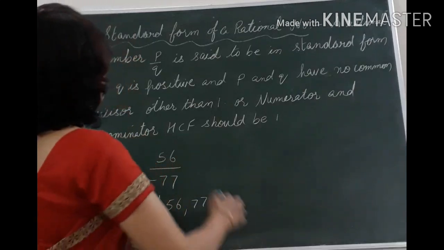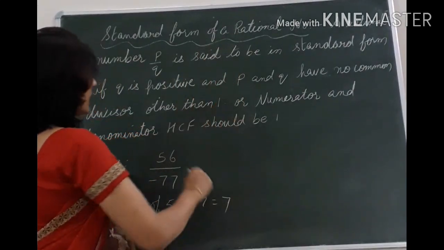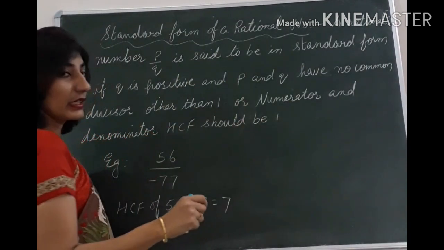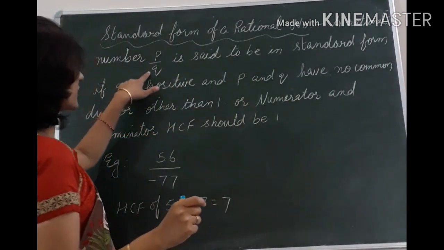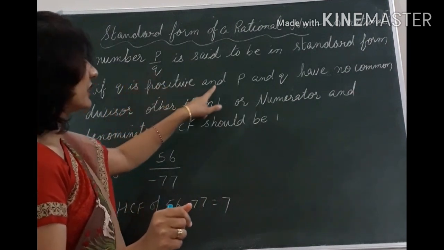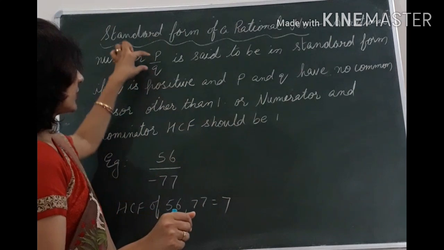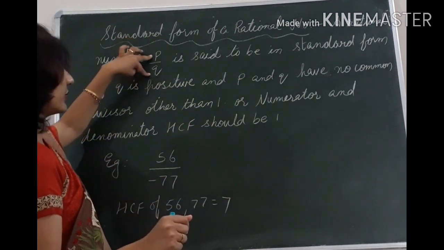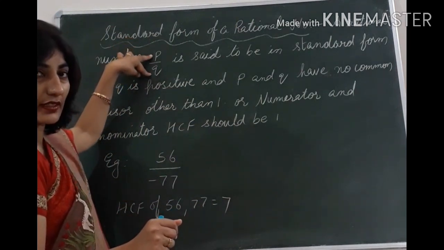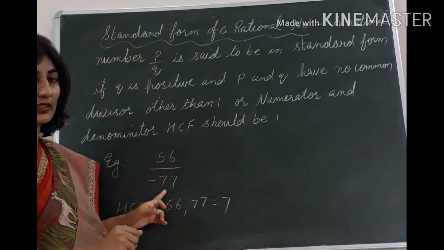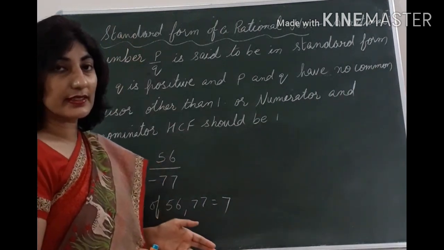Next topic is standard form of a rational number. A rational number p by q is said to be in the standard form if q is positive. Q is positive means the denominator is positive and p and q have no divisor other than 1. Or you can say the numerator and the denominator have HCF 1. So for example, I have taken 56 upon minus 77. So I have to write this in standard form.